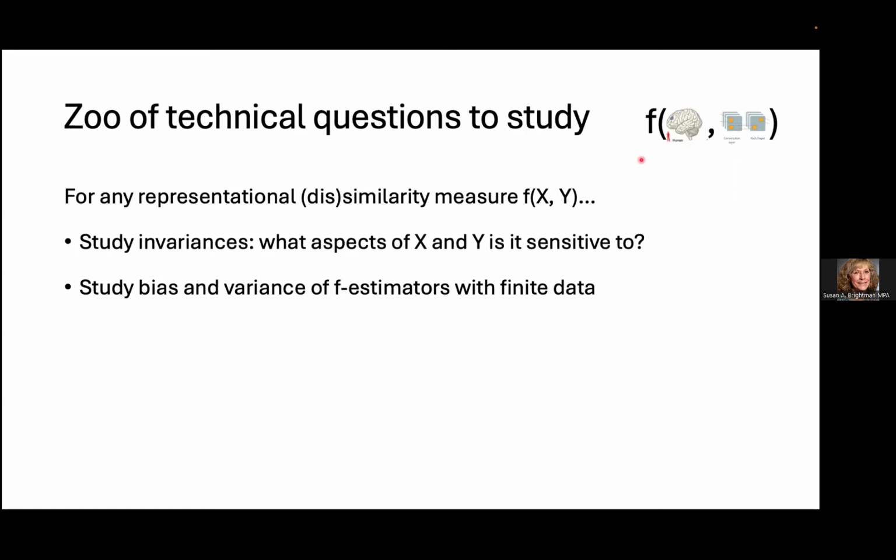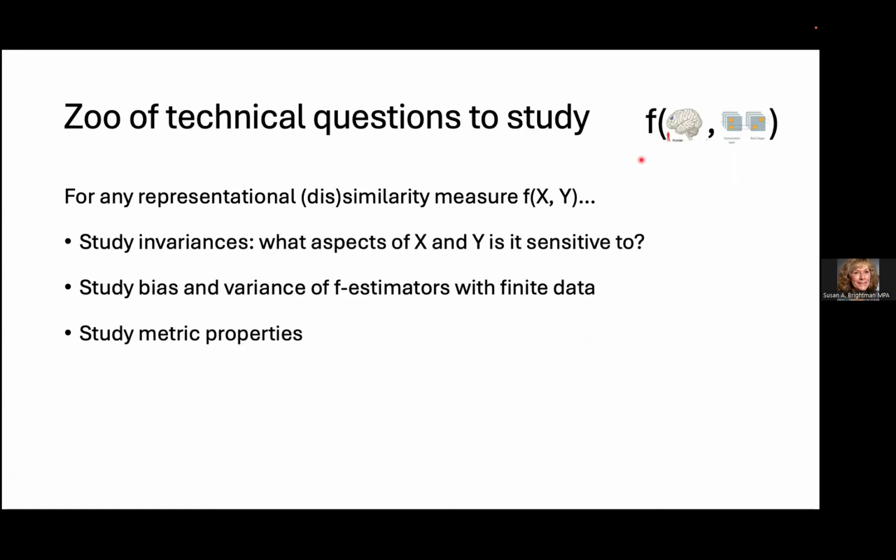You can also ask statistical questions, like if I can only measure so many trials because fMRI experiments are expensive, then how well am I going to be able to estimate these similarities and differences between these systems? How many trials is it going to take before I can get a good estimate of it? So you can study the bias and variance of these estimators. You can also study metric properties.